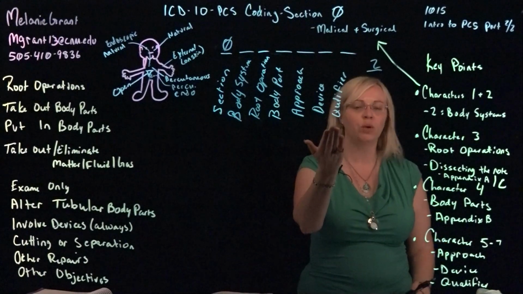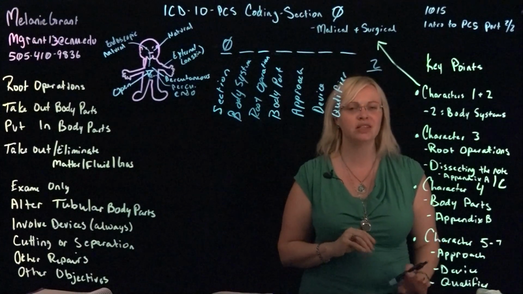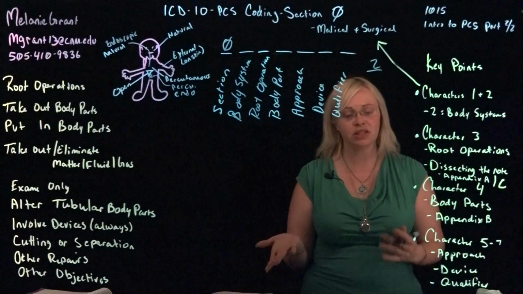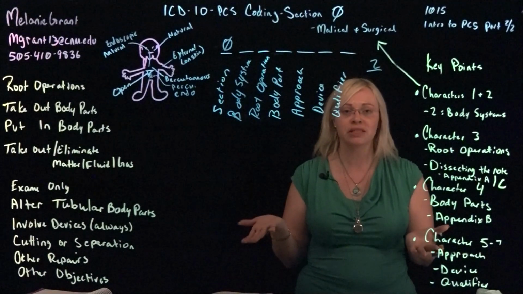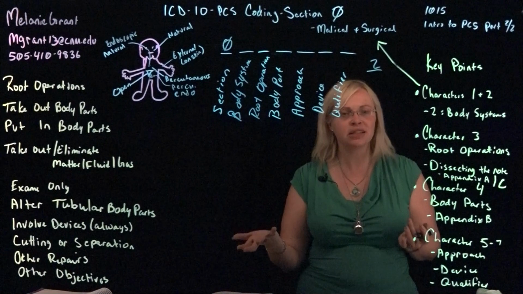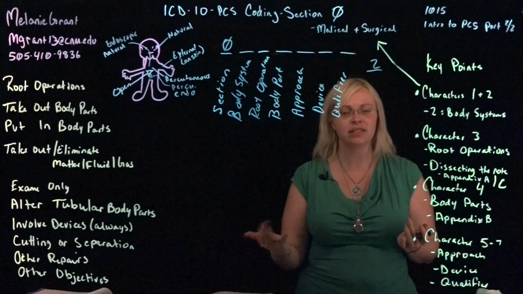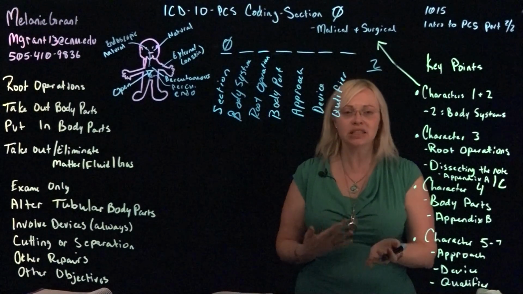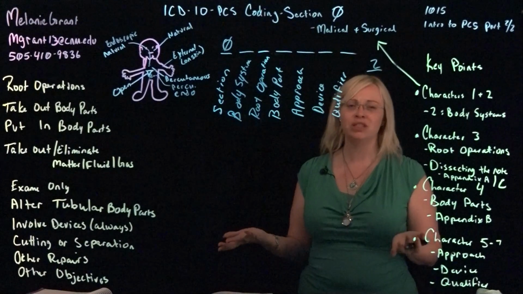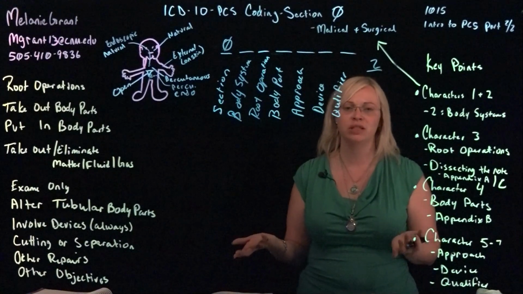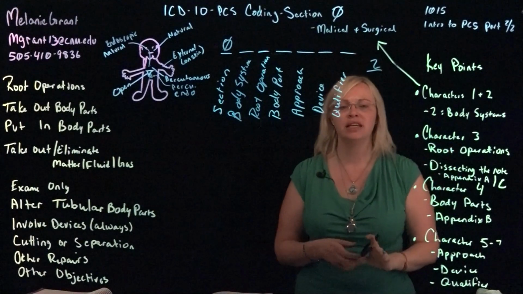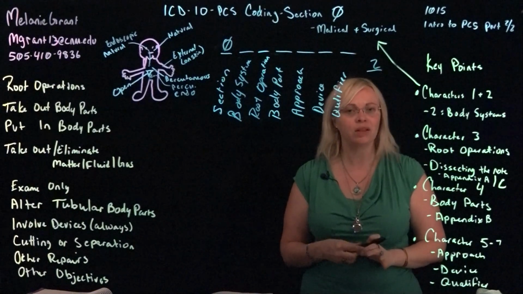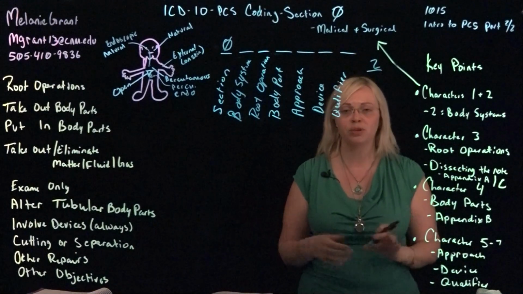For an example of a qualifier, you may have a procedure that is done either for a diagnostic or therapeutic purpose. If it's done diagnostically, you'll put an X for diagnostic. But if it's not done diagnostically, or if it's a procedure that can't be done for diagnosing, then you'll have the character Z to identify that there is no qualifier and no other options are available.